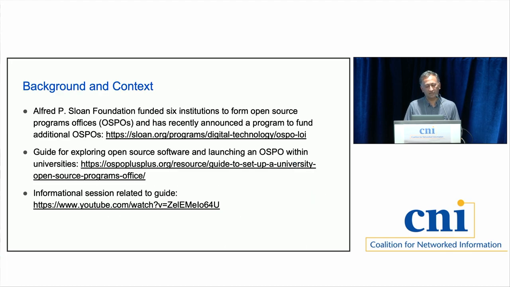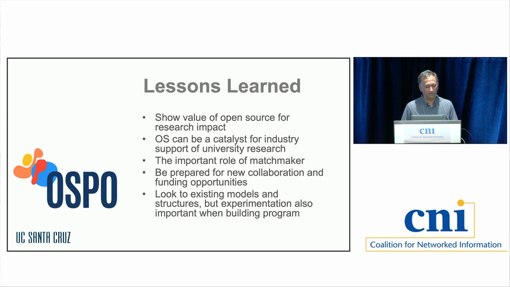A little bit of background and context. The Alfred P. Sloan Foundation has funded six institutions that are represented on this panel to form open source programs offices, or OSPOs, and has announced a program to fund an additional set that came out in February, and I believe they're starting to make some of their decisions around that. We've created a guide or a playbook for creating university open source programs offices or exploring open source software within your institution. It's available at this link. There was an informational session related to the Sloan program that was recorded, and it's available at that YouTube link. I put those links into the session description, so you can take a look there, and I'm also assuming these slides will be available. So with that, I'm going to turn it over to Stephanie to kick us off.